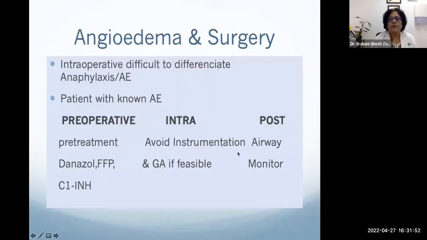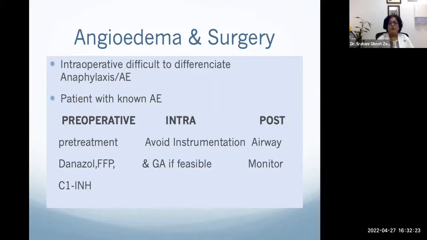Now, angioedema and surgery. Sometimes you might not know; during surgery it could be the first time you come across a patient who can develop sudden laryngeal swelling, and they can have features of anaphylaxis. Sometimes it's really difficult to differentiate between anaphylaxis and angioedema. If you are not sure, then do treat as anaphylaxis. If the patient is not responding, then ask for fresh frozen plasma and treat as angioedema.